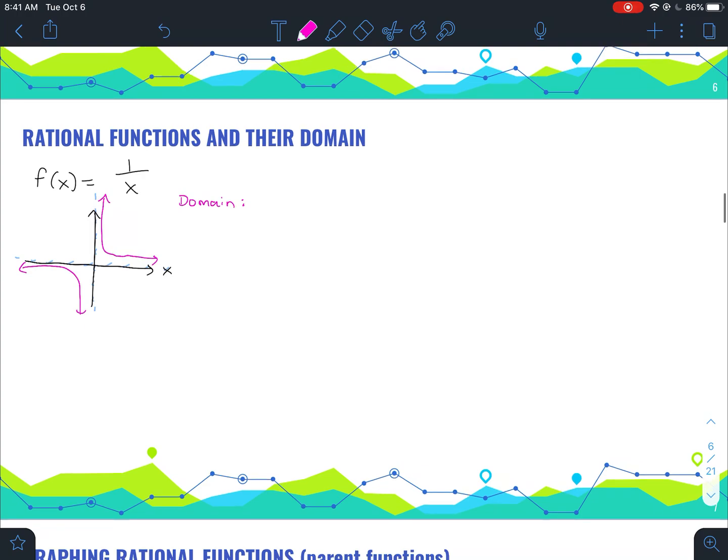So what's the domain? Remember, domain is your x values, and in a fraction, the denominator can't equal 0. So whatever makes the denominator 0 is a domain restriction. For this one, x can't be 0. So the domain is every real number except x equals 0. In interval notation, it goes from negative infinity to 0, and then from 0 to infinity, but it cannot include 0.